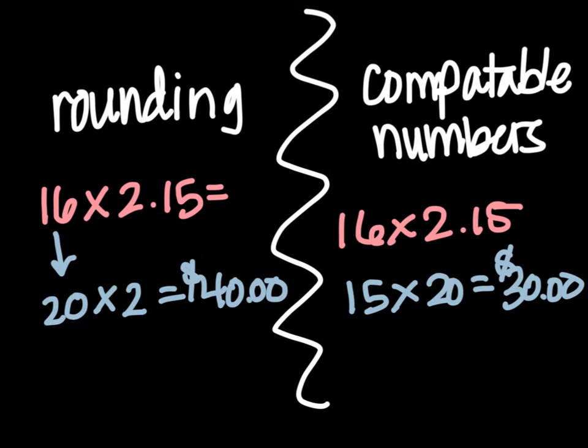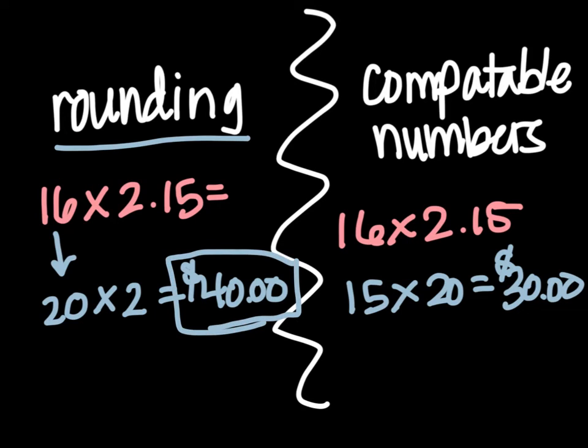Okay, so here we have the two different examples I just showed you. We have the rounding method where we did 16 rounded to 20 and $2.15 rounded to 2 to get me a final answer of $40. And over here we used compatible numbers, which the 16 went to 15 and the $2.15 went to 2.